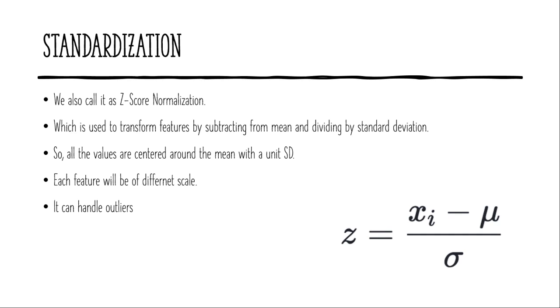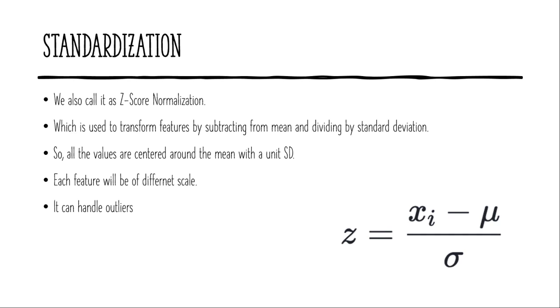So whenever you apply this technique, all the values will lie around the mean with a unit standard deviation. That's what you get when you apply this algorithm. In minimax scaling, when you apply that to the complete data set, all the features will be between 0 and 1. But when you apply standardization, each feature will be of a different scale, because we will be using the mean and the standard deviation, and it can also handle the outliers perfectly.